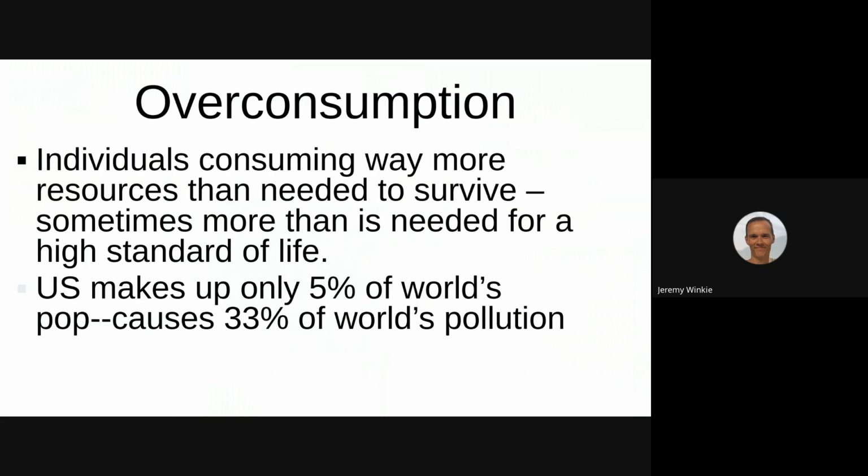And then the O in HIPPO stands for overconsumption. So this really just means that we're consuming or buying more things than we need to survive. And there's a little fact at the bottom. We only make up 5% of the world's population, but we create 33% of the world's pollution.